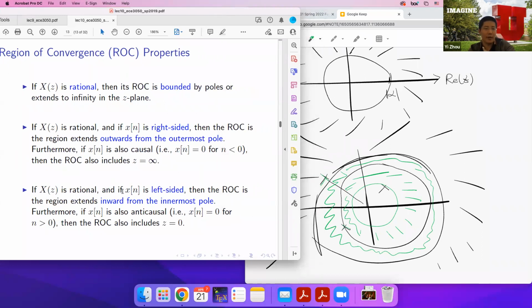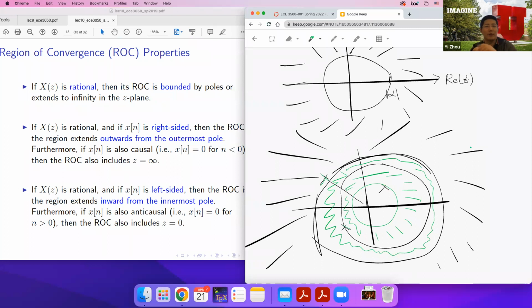And on the other hand, if the signal is left-sided and has a rational Z transform, then the ROC extends inward from the innermost pole. Right, so this is similar to the Laplace transform. If we have a right-sided signal that has a rational Laplace transform, then the ROC is to the right of the rightmost pole. Okay. But here we are extending outwards.